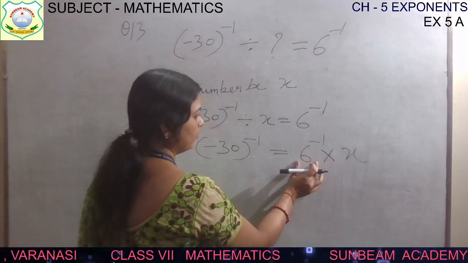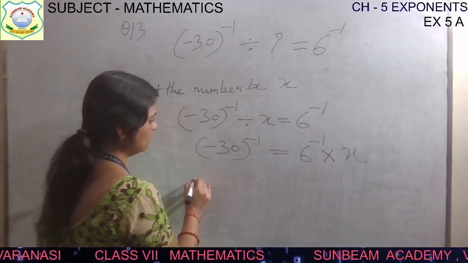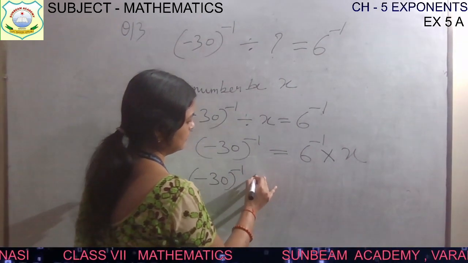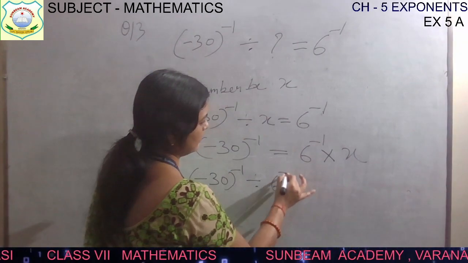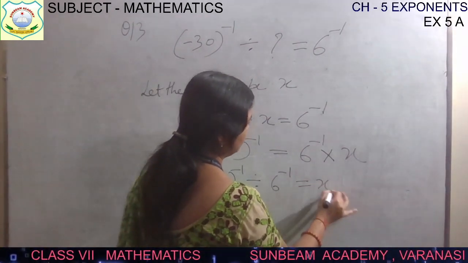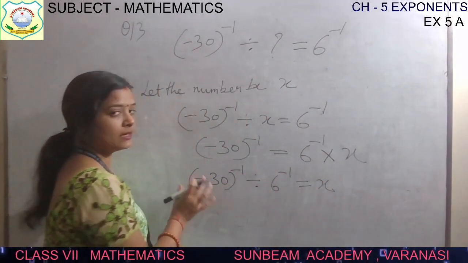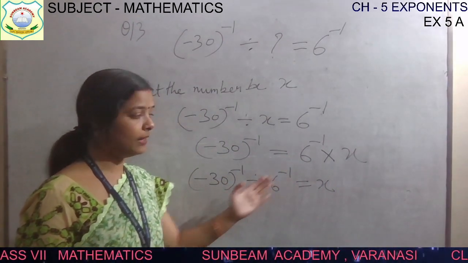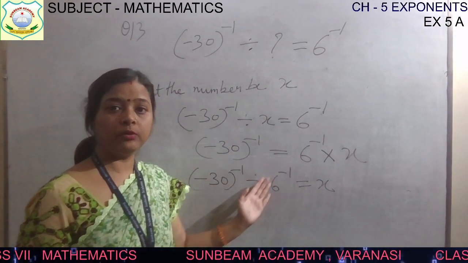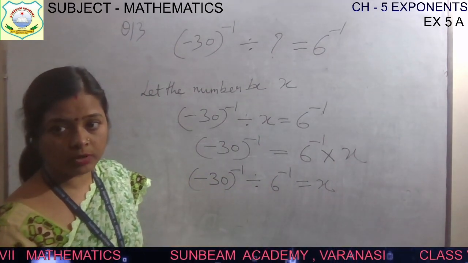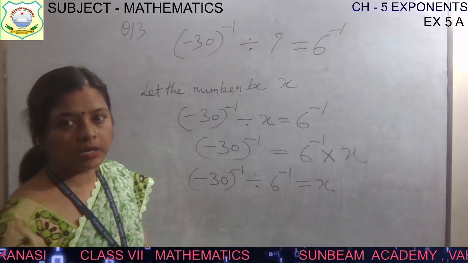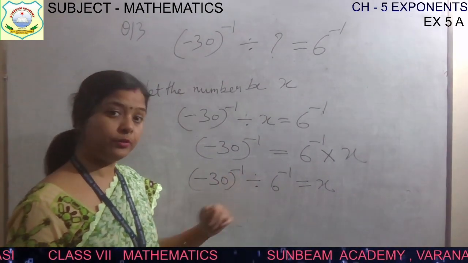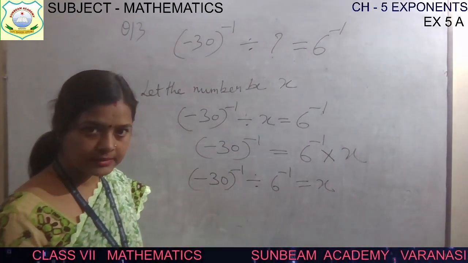Now we have to transpose this 6 to this side. So minus 30 to the power minus 1 divided by 6 to the power minus 1. Now we are transposing this 6 to the power minus 1 to this side. When we bring it here, it is in multiplication, so it will go for division. Now our next step is to make the negative power into positive power. Then only we can simplify.